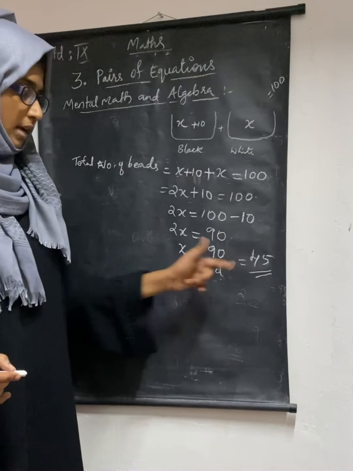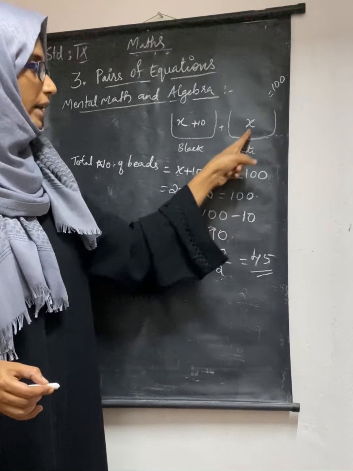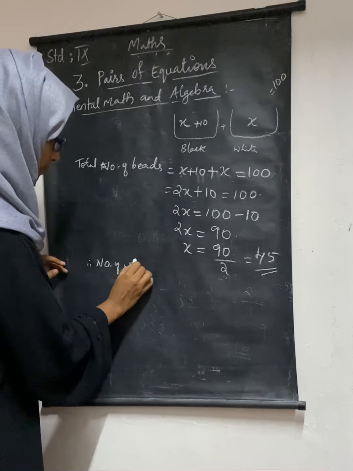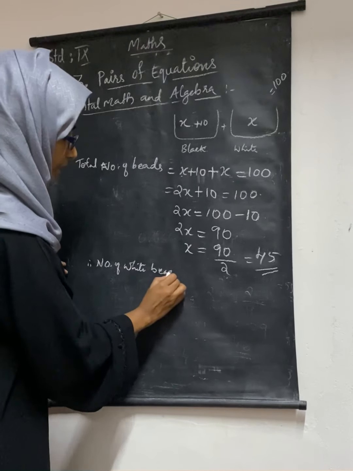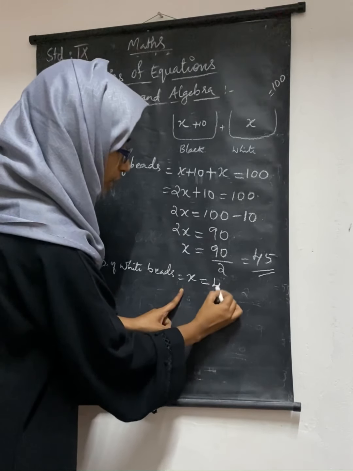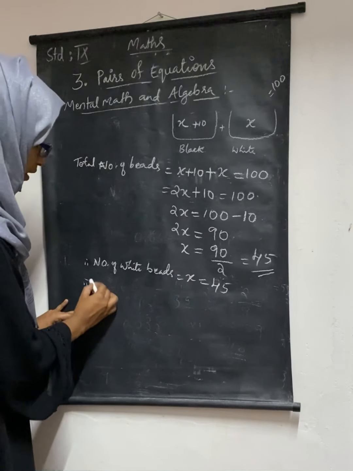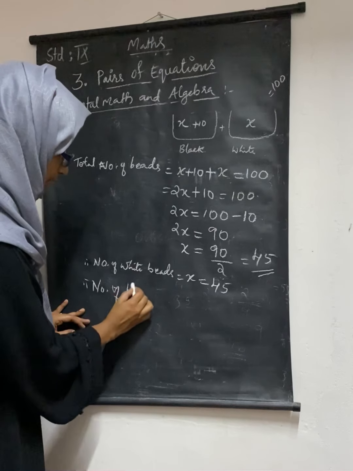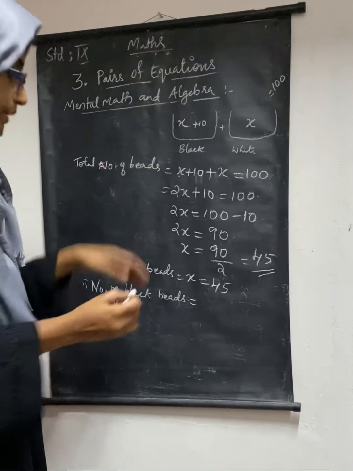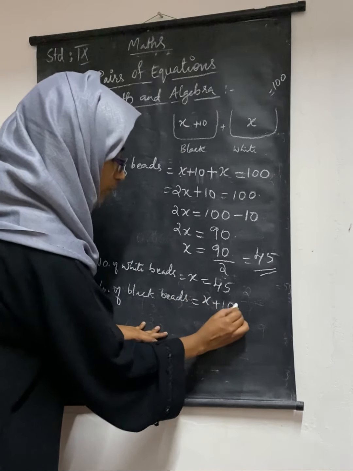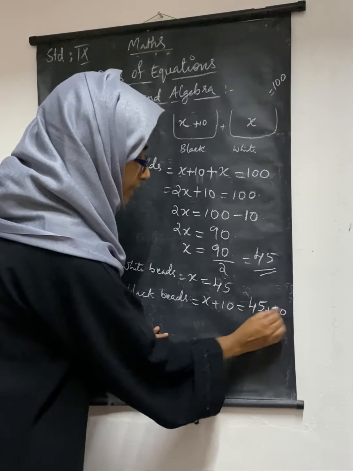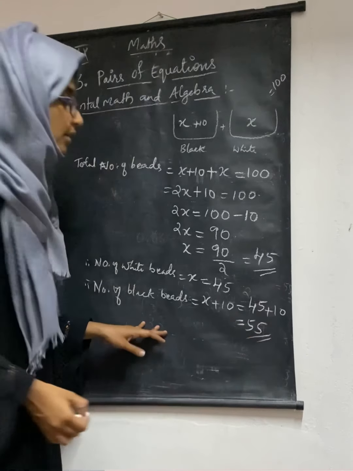So 45 beads are there. Which beads are these? Go back and see which is your x. White. Therefore, number of white beads is equal to x, which we found is 45. Therefore again, number of black beads. What is black that you have taken? x plus 10. So x plus 10 is equal to, with the x value we got, 45 plus 10. How much is that? 55. So this is the answer for this example.